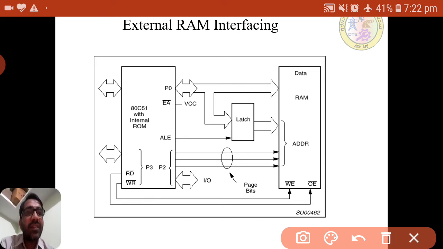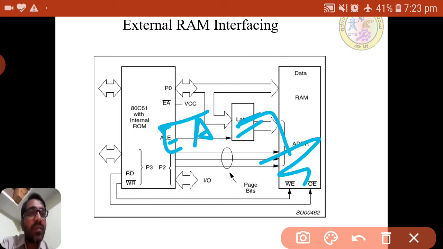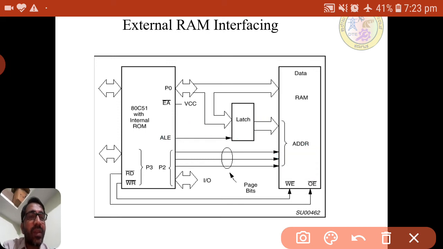Actually, here they have given VCC, but it is not with respect to the RAM or ROM. EA is nothing but external access. If you want to use external access, it must be connected to ground only. It is active low, so it must be connected to ground whenever we are connecting external access. EA means external access.